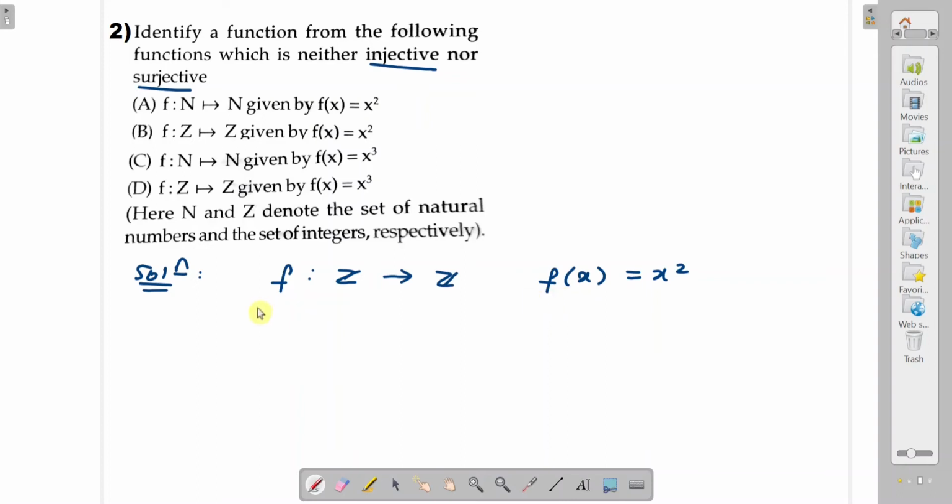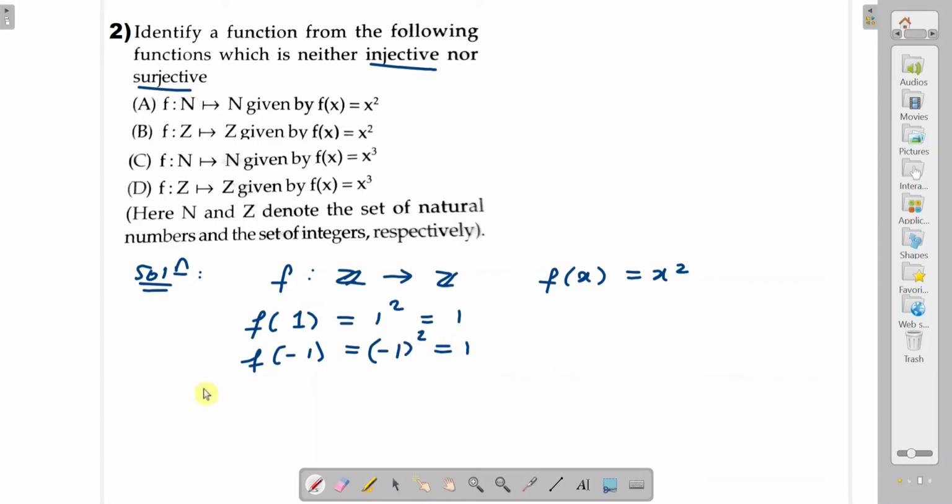So if you look at this function f(x) equal to x square, if you find the value of f of 1, now you are looking at the domain which is an integer set, the set of integers. So I am selecting an integer only. f of 1 is equal to 1 square, which is equal to 1. Then f of minus 1, I am looking at again: minus 1 the whole square, so that is equal to 1.